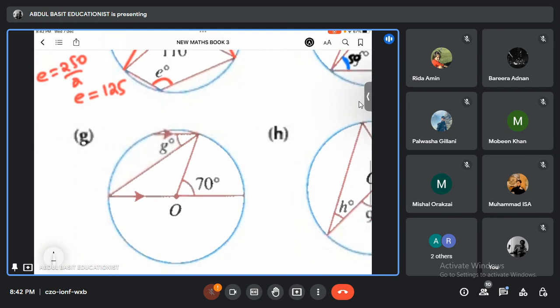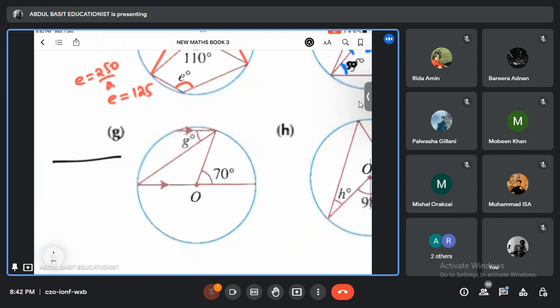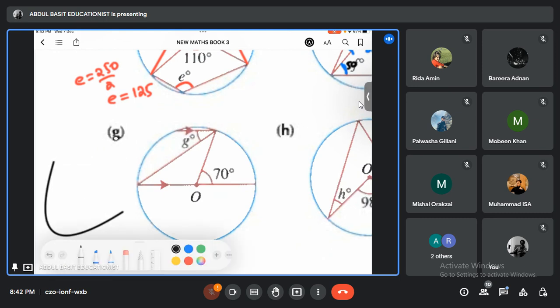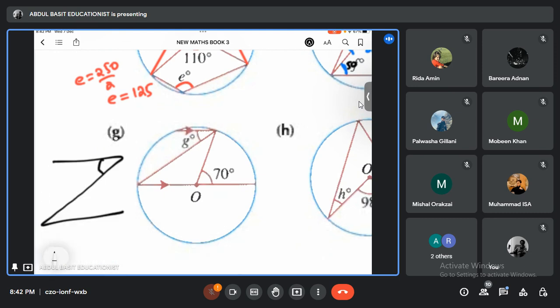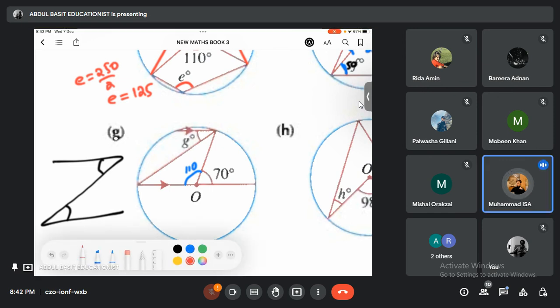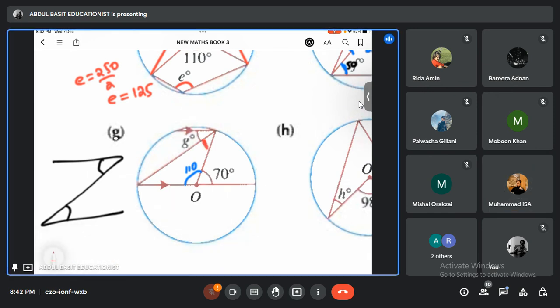Okay, look at this, everybody. There are two parallel lines as well, and we should recall that concept, the Z concept, that is alternate angles. Agree? Before proceeding to that, if this is 70, we should know that this angle is 110. Right, Isa? 180 minus 70, and these two would be the same.